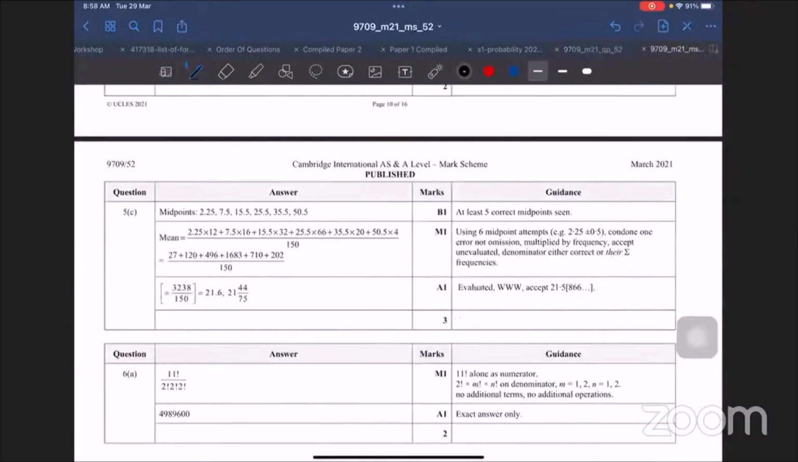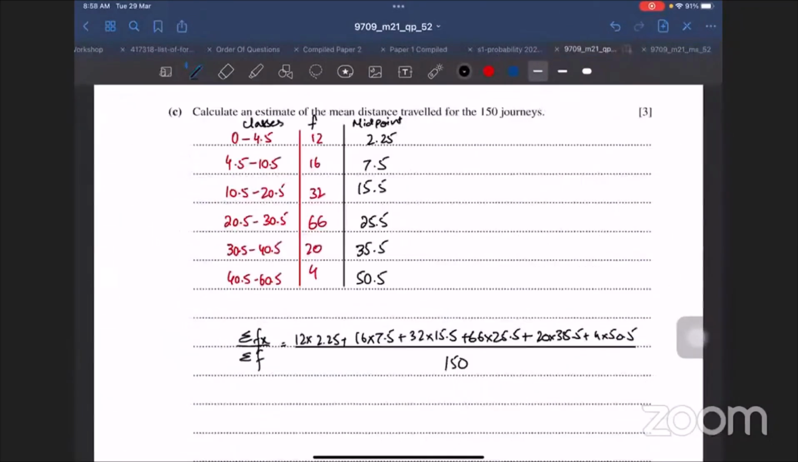Let me just verify the numbers. 3238. Okay. 21.6.